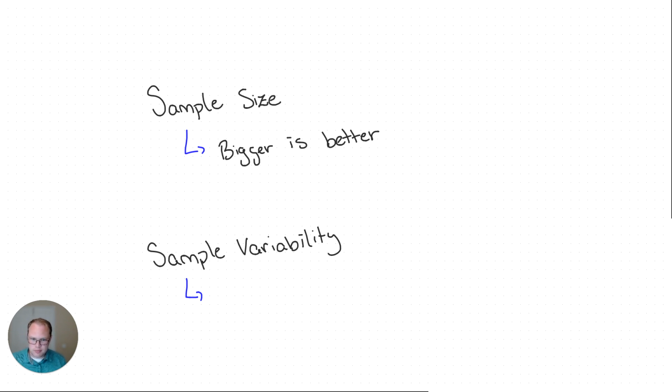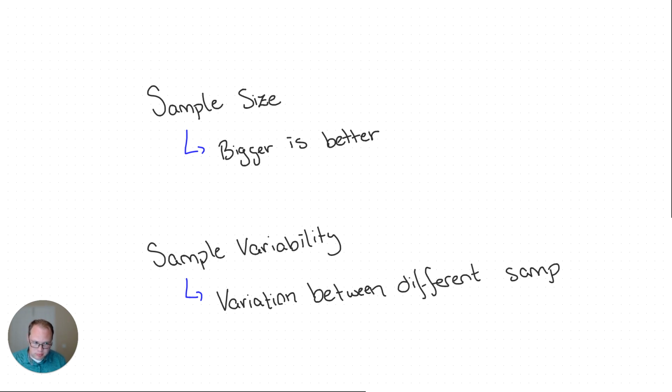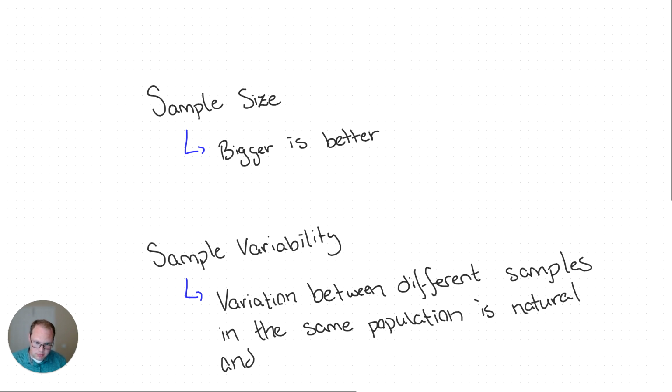Variation between different samples in the same population is natural and expected. Too often we think of statistics as giving us an exact answer. Statistics is not about exact answers. It's about getting close and seeing trends. Okay? It is not about being exact.